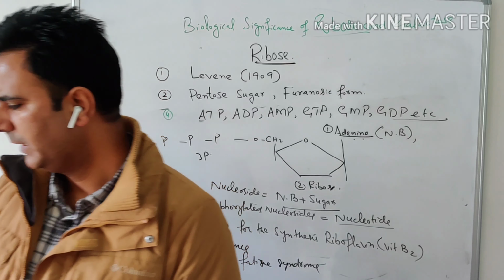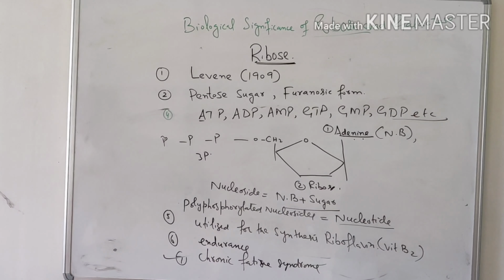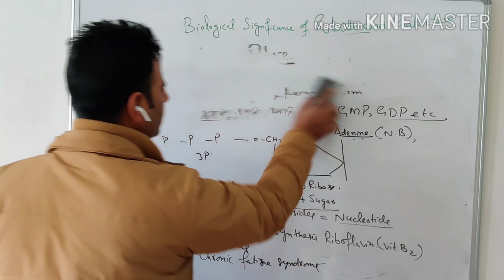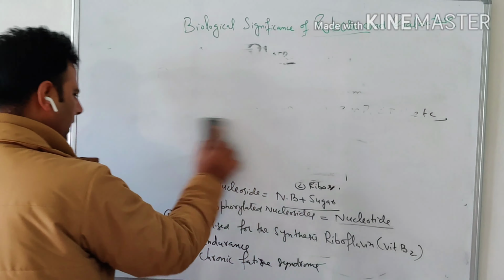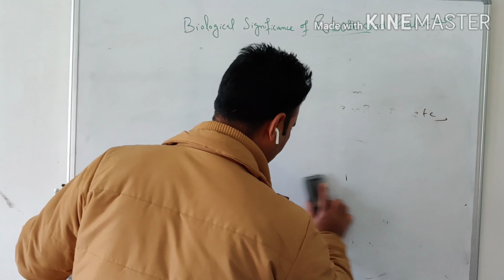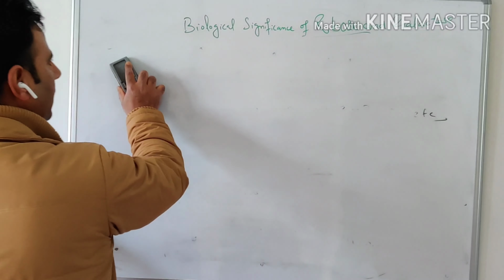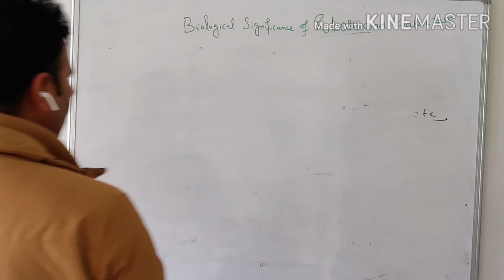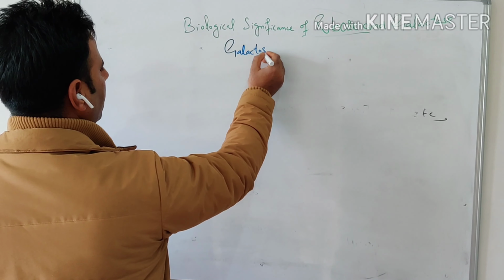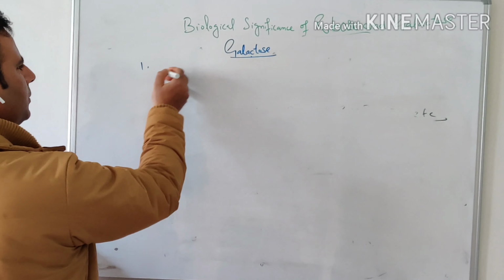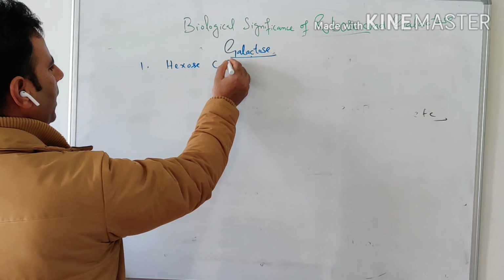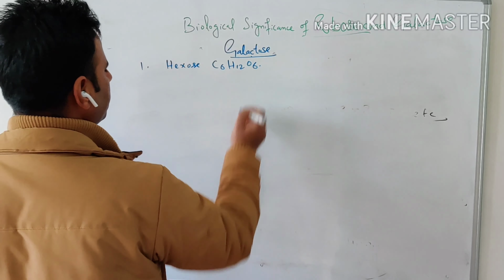That's all about ribose. This is the significance of ribose. Now we will go to another thing which we call galactose. Galactose again is a monosaccharide, a very important monosaccharide. After ribose we have galactose. The significance. First thing, the galactose is a hexose. The formula is C6H12O6.